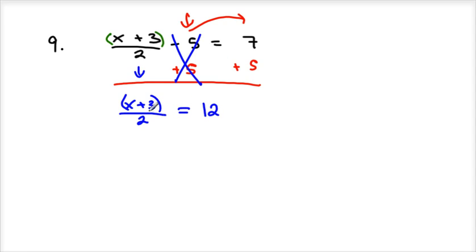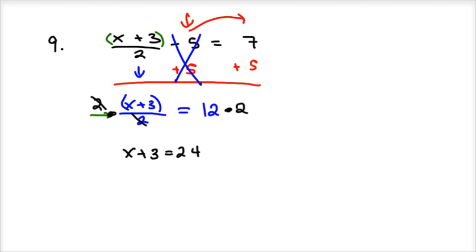Alright, we're getting closer. So now my next focus is how do I get rid of this dividing by 2 here? I want to get this x plus 3 all by itself without any division sign underneath it. The opposite of dividing by 2 is multiplying by 2. What I do to one side, I do to the other side. So let's multiply this side by 2. My 2's here will simplify, and I'm just left with x plus 3 equals 12 times 2, which is 24.